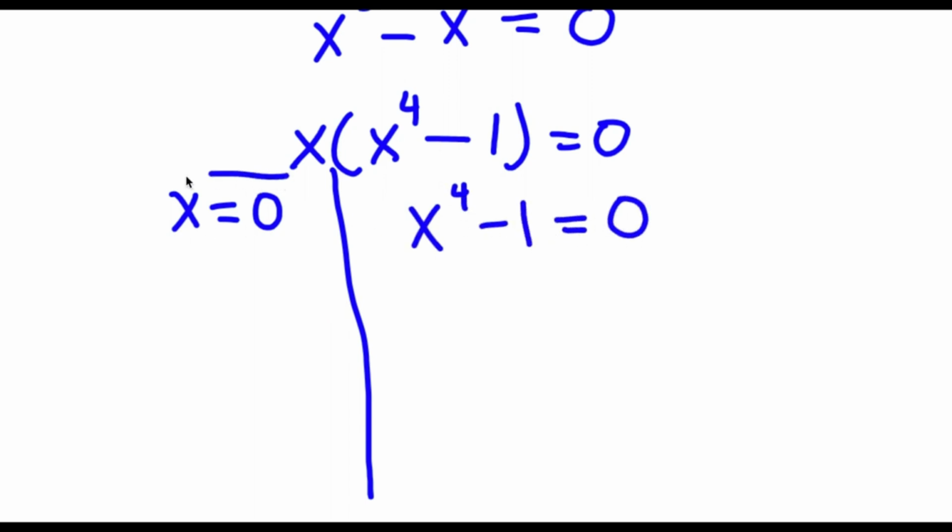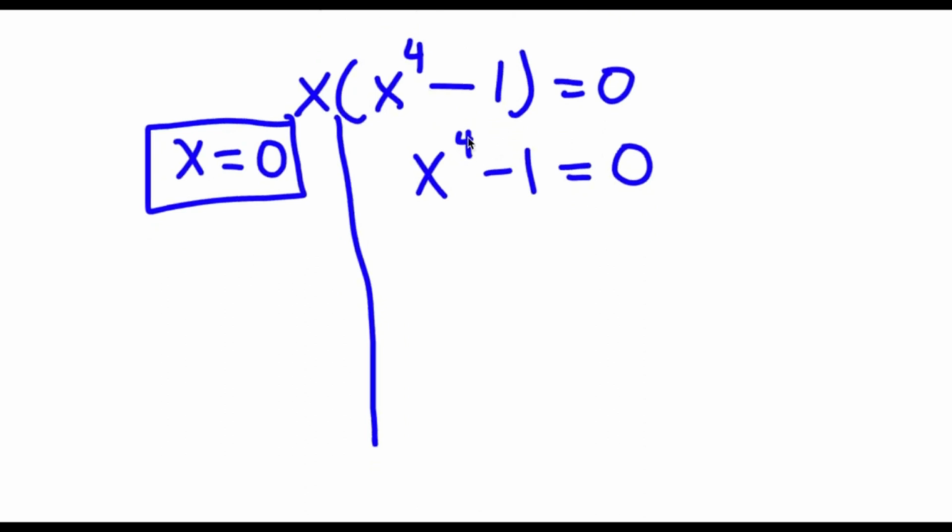So x equals 0, this is already a solution right here, so we already have one solution to our original equation, and we can find our other solutions from this equation. So x to the power of 4 minus 1 equals 0. Well, x to the power of 4, 4 here is the same thing as 2 times 2. So if I replace 4 with 2 times 2, I get x to the power of 2 times 2 minus 1 is equal to 0.